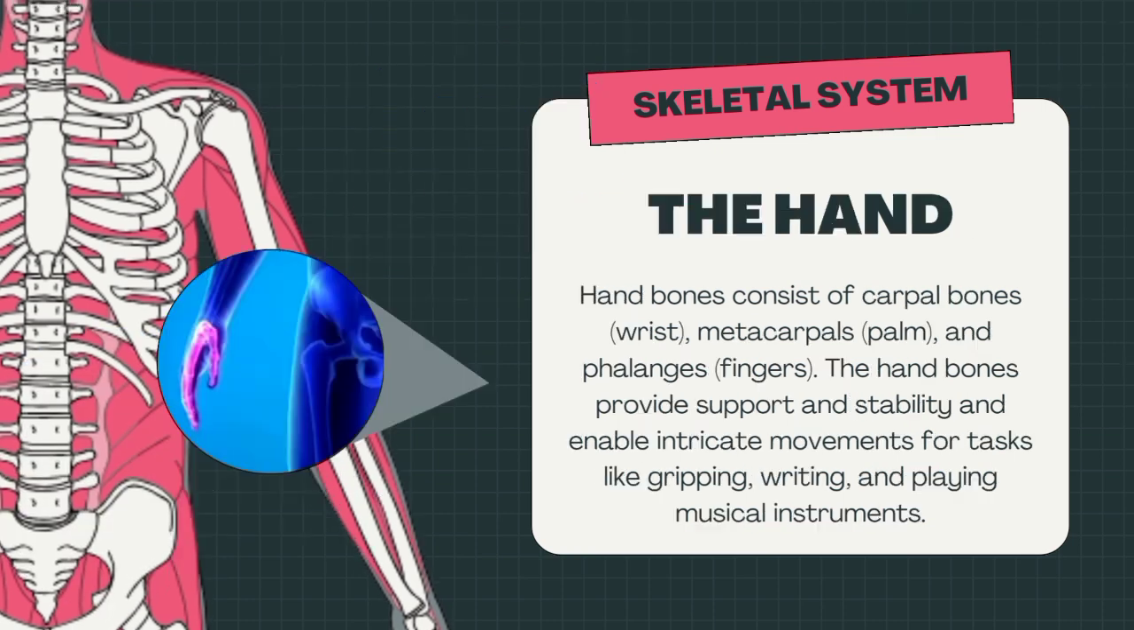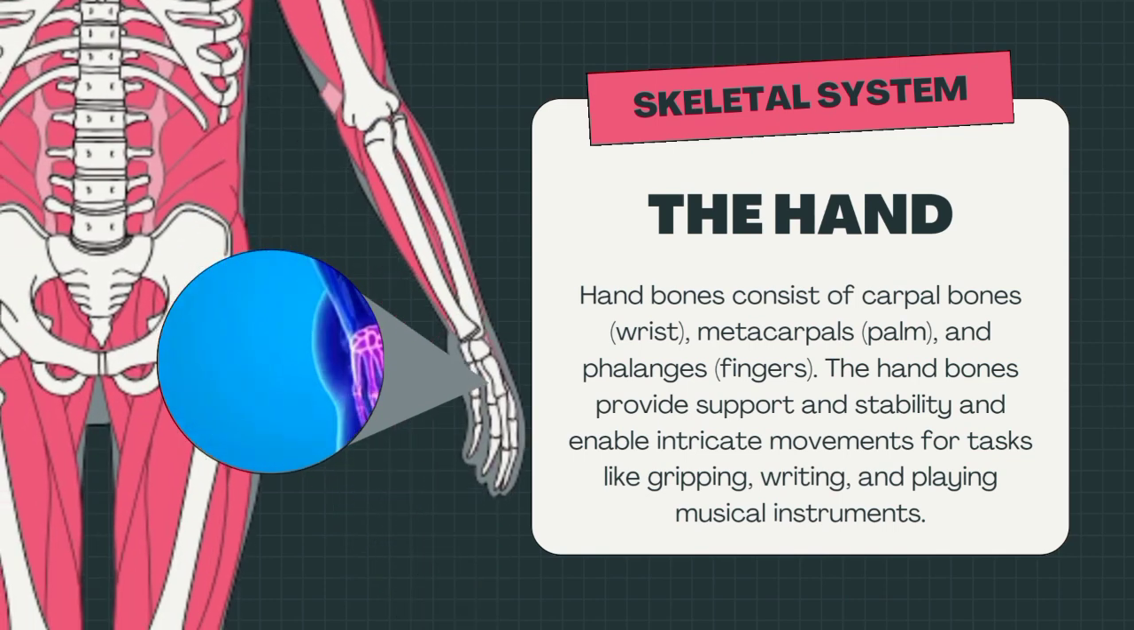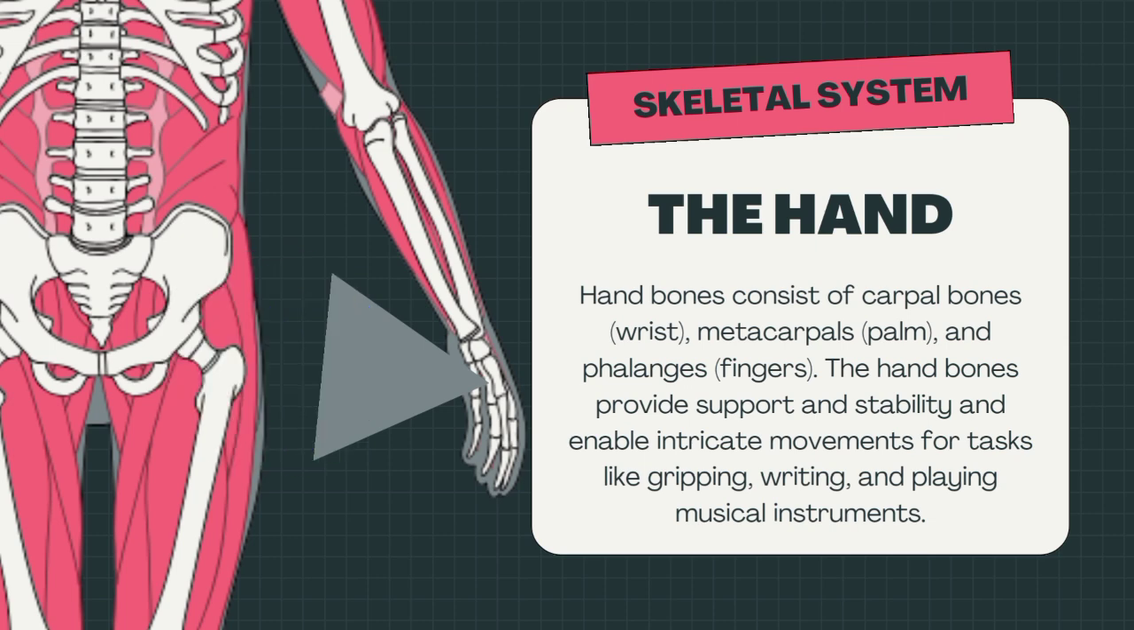The hand region consists of the bone of the wrist called carpus and metacarpus. This is followed by the bones of the fingers called phalanges. They help in gripping of objects, writing, and playing of instruments.